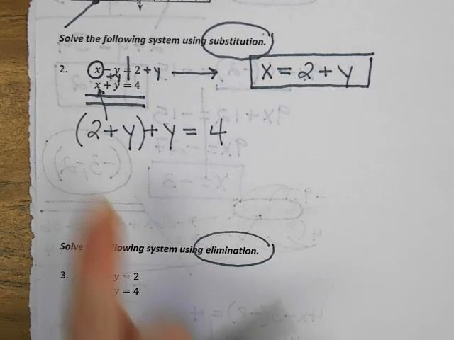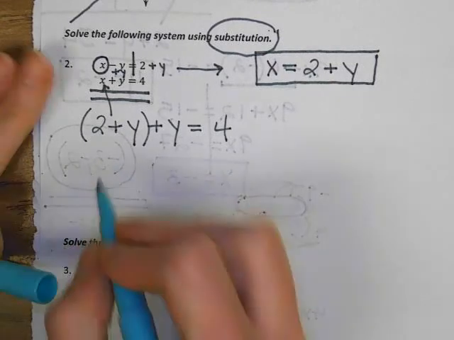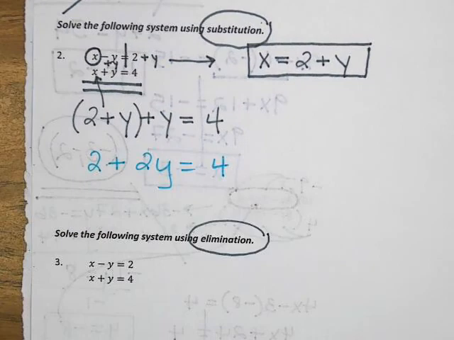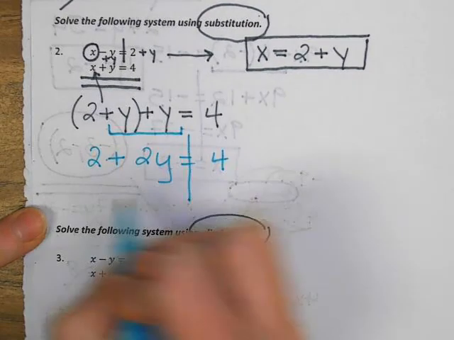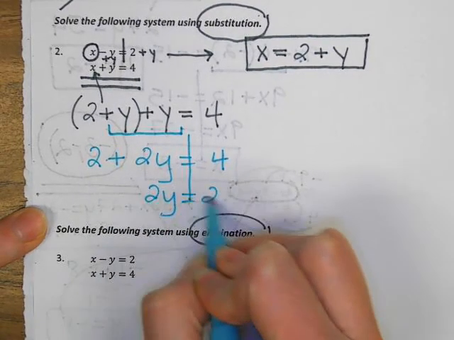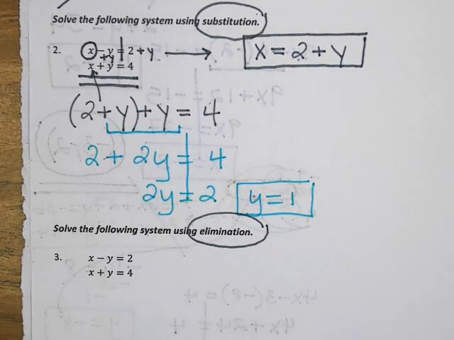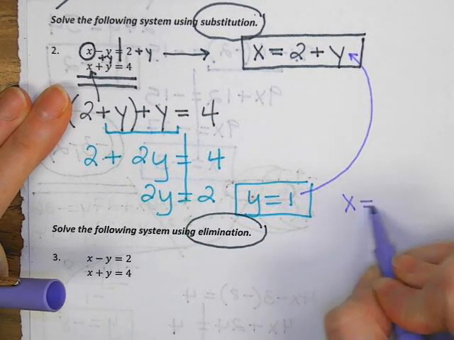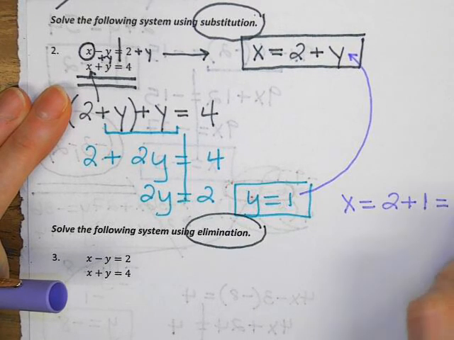And now there's nothing to distribute, so we can jump straight to adding like terms. So it's going to be 2 plus 2y equals 4. And then we can draw the wall and solve. If we draw the wall, minus 2, we get 2y equals 2. Divide by 2, we get y equals 1. And then substitution's really easy to plug back in. I would plug it back into this one. And x is just going to be 2 plus y, but y is 1. So 2 plus 1, which is just 3, right? So x is 3.